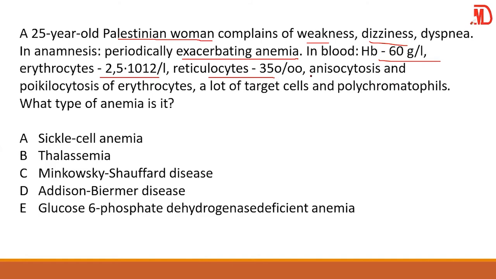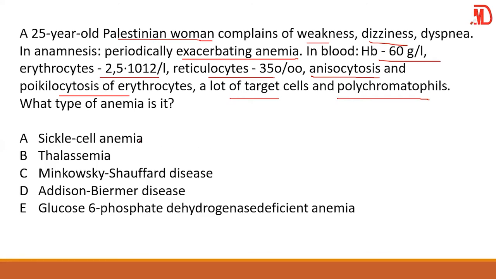Then we have anisocytosis and poikilocytosis of the erythrocytes, a lot of target cells and polychromatophils. What type of anemia has developed in this patient? Definitely, they're looking at a problem with the RBCs. And over here, we can be thinking of sickle cell anemia.